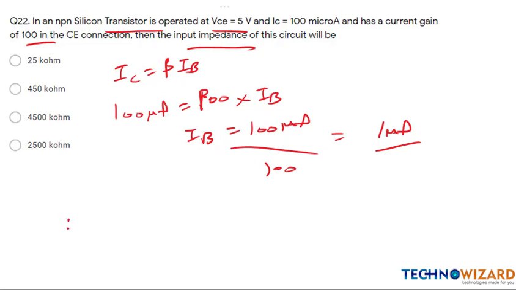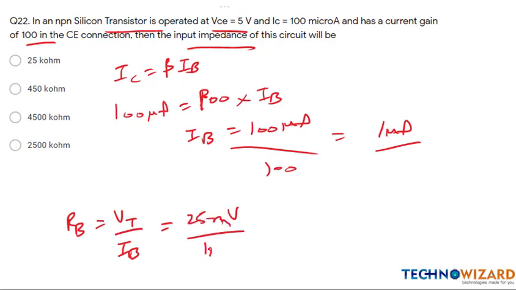Now the input resistance RB can be given by VT upon IB, and we know that VT at room temperature is 25 millivolt, and IB is 1 microampere. On solving this, you will get 25 kilo ohm as the correct answer. Therefore, input resistance is option A.